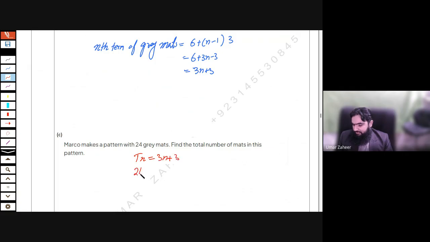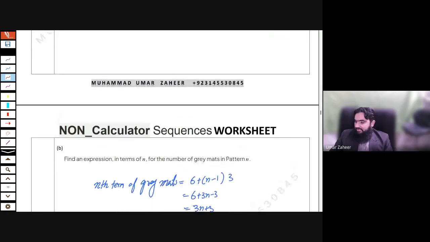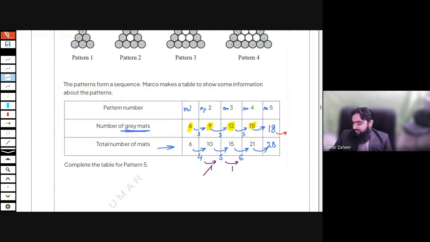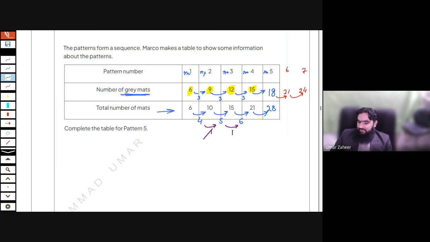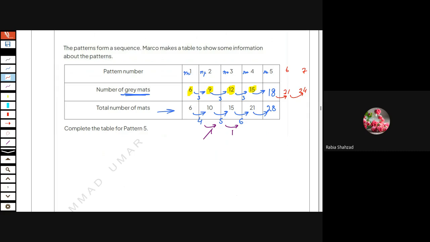So 24 minus 3 is equal to 3n. It is 21 divided by 3, so n is equal to 7. Or you can do it by yourself as well: 18 plus 3 is 21, and 21 plus 3 is 24. Obviously, it is the sixth term and then the seventh term. Clear? Sir, I still didn't get the difference between n and the nth term.